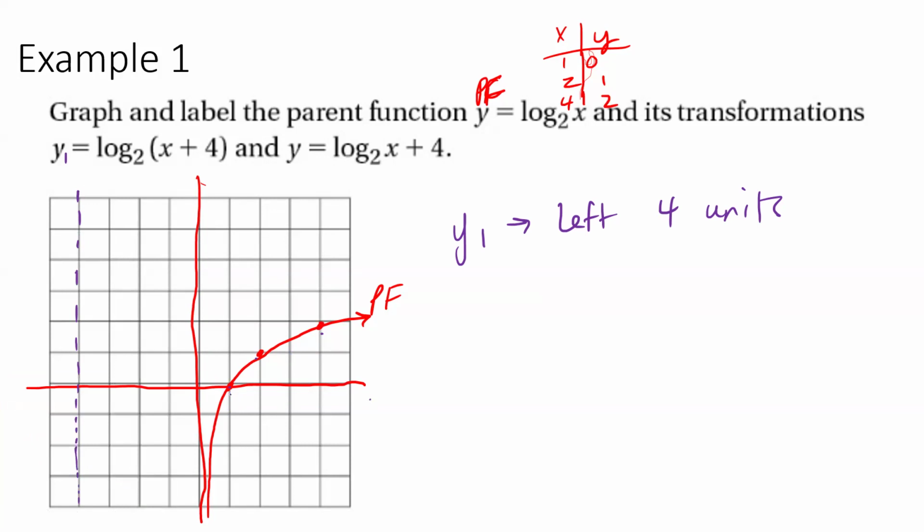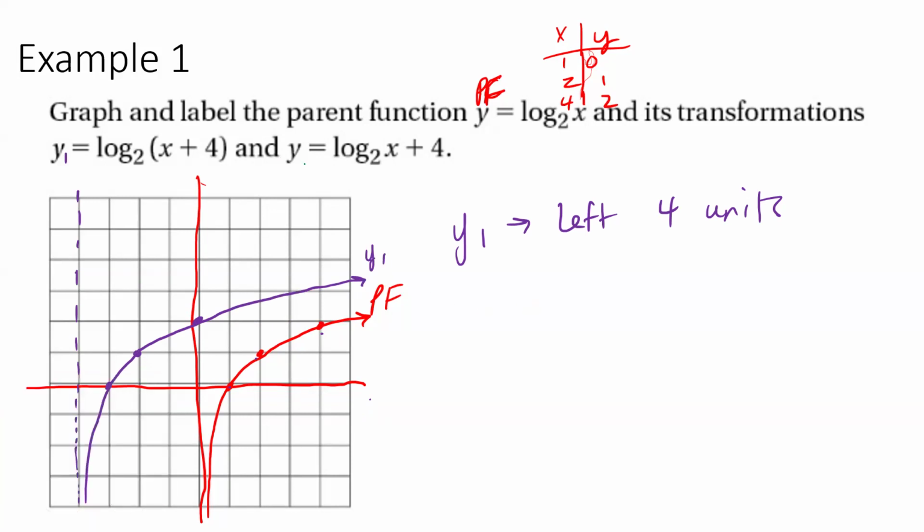Now I'm going to take my y-intercept. 1, 2, 3, 4. 1, 2, 3, 4. And 1, 2, 3, 4. I can't draw. It's going to be the most curvaceous thing you've seen in a while. And there's my y1. Did we shift it to the left? Was that terrible?